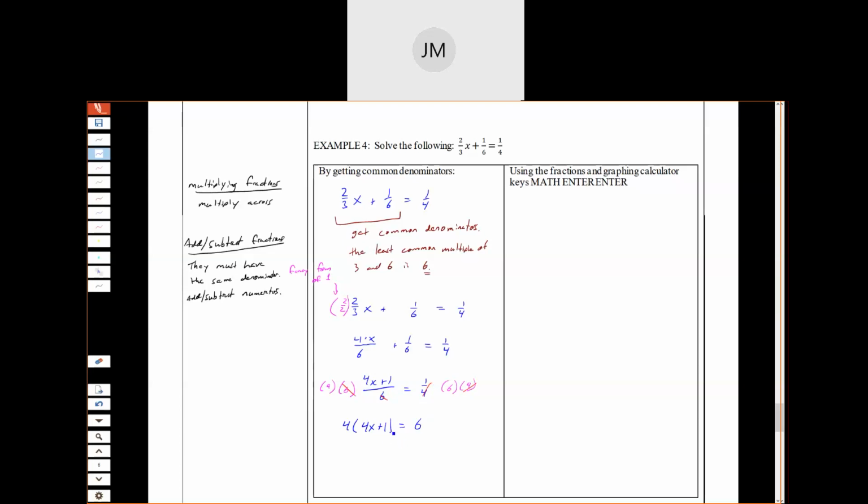Okay. And now we can treat it like an earlier problem. Distribute the 4. Subtract 4 from both sides. And then divide both sides by 16. Now, if we're writing this as fractions, 2 over 16 is 1/8, right? Or if you wrote 0.125, that would work fine too.